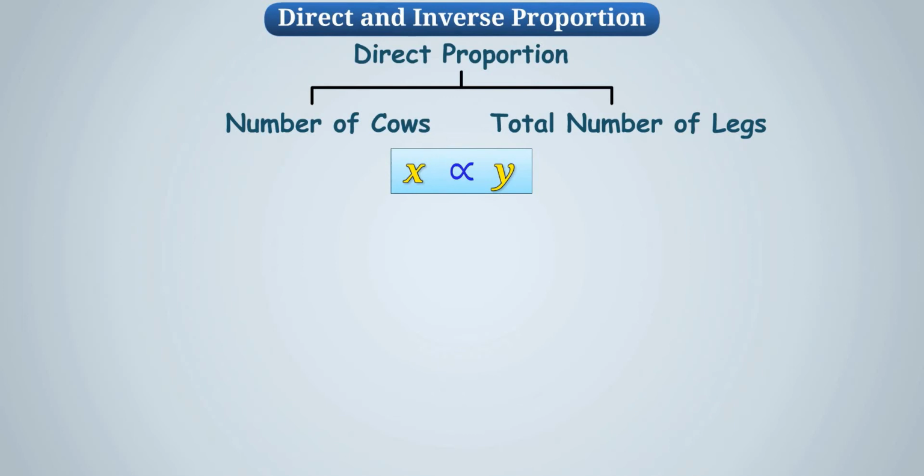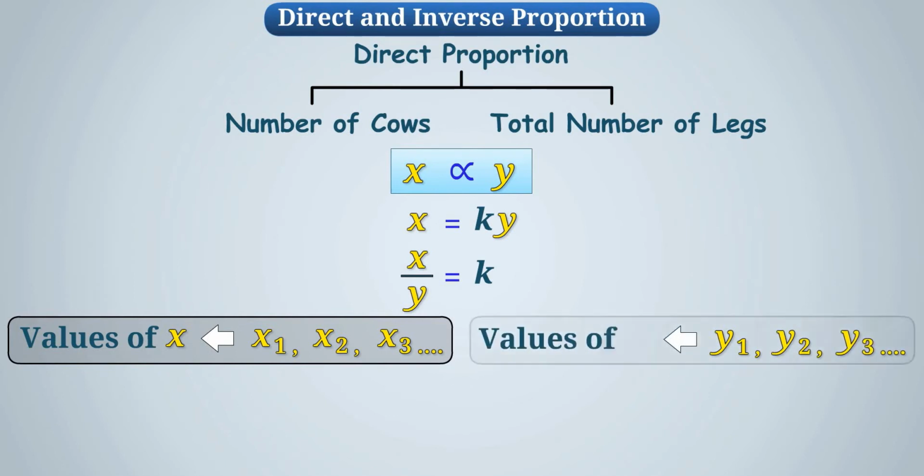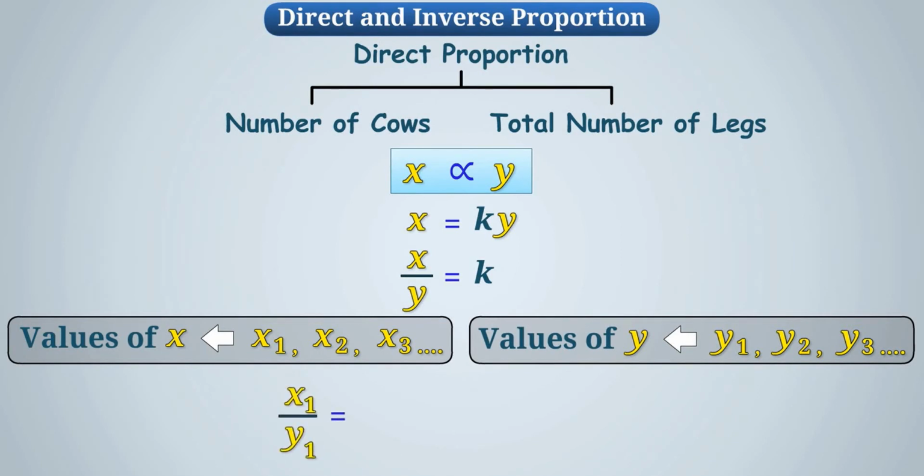In such a case, there is always a constant number K such that X is equal to KY, or X by Y is equal to K. If X1, X2, X3, etc. are values of X and Y1, Y2, Y3, etc. are values of Y corresponding to values of X, then we can write X1 by Y1 is equal to X2 by Y2 is equal to X3 by Y3 and so on, which is equal to K.